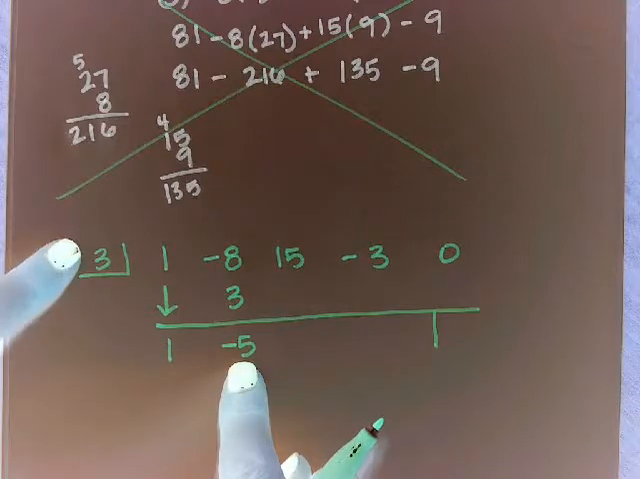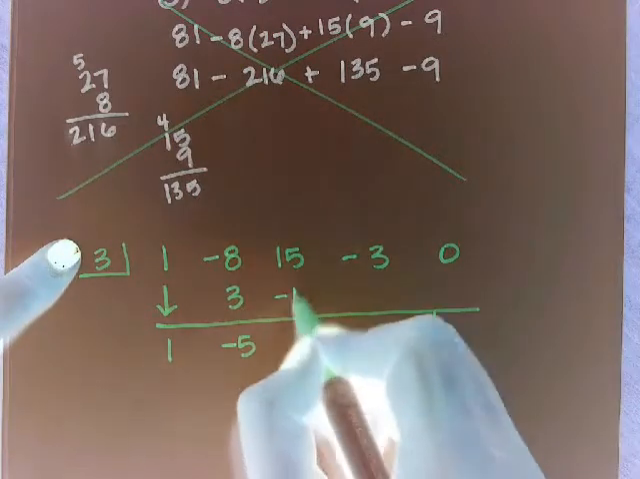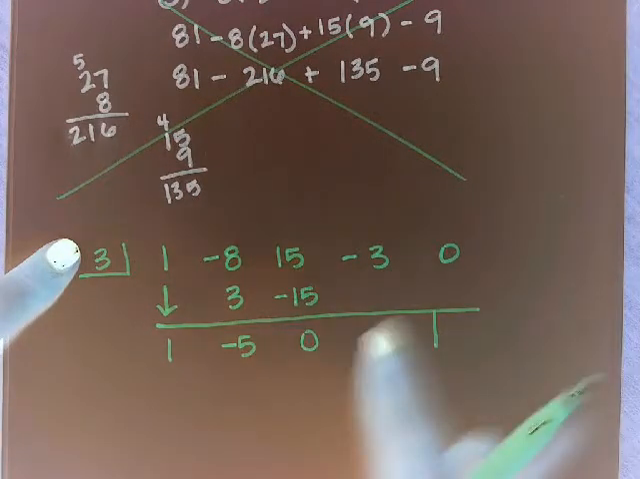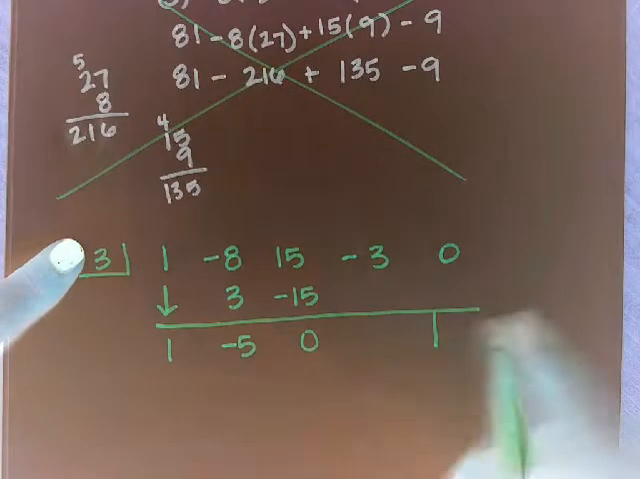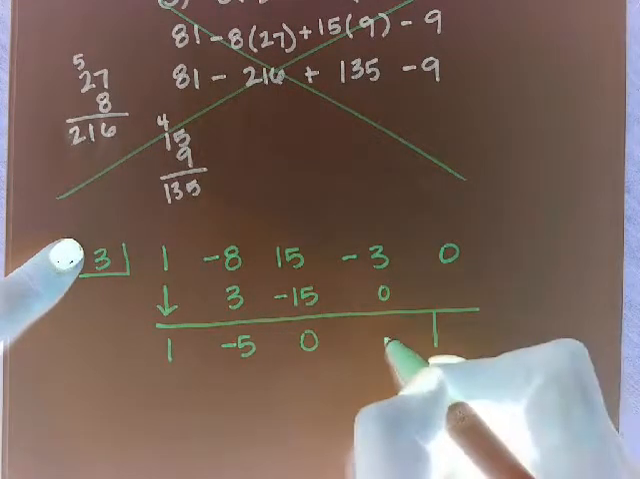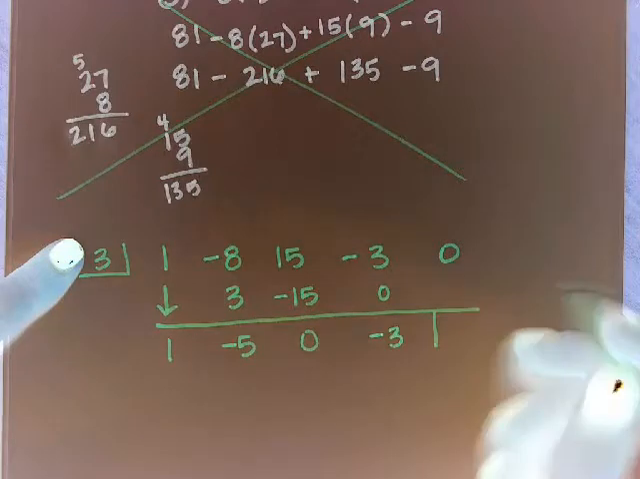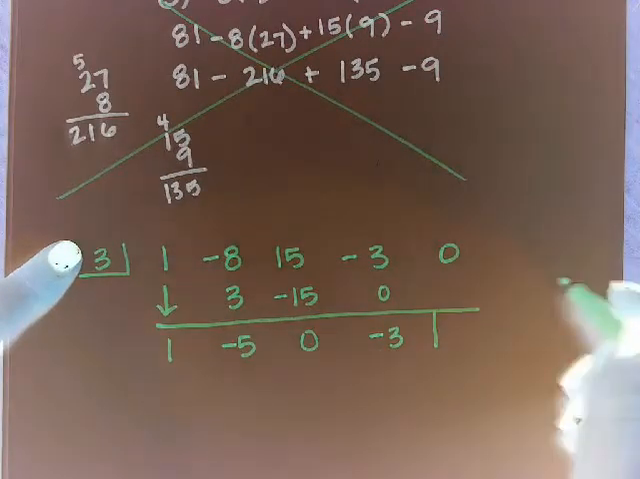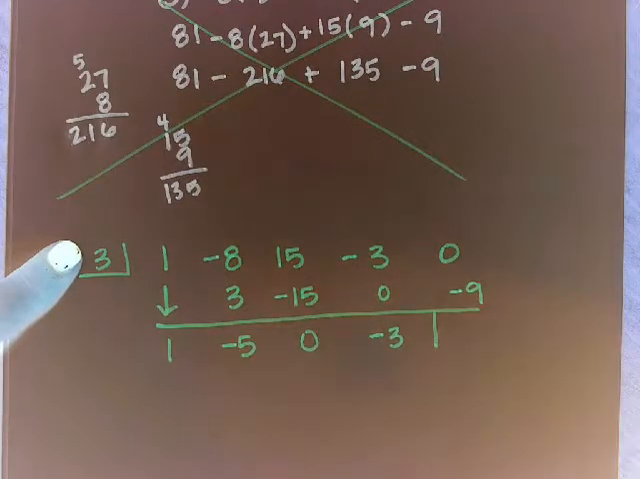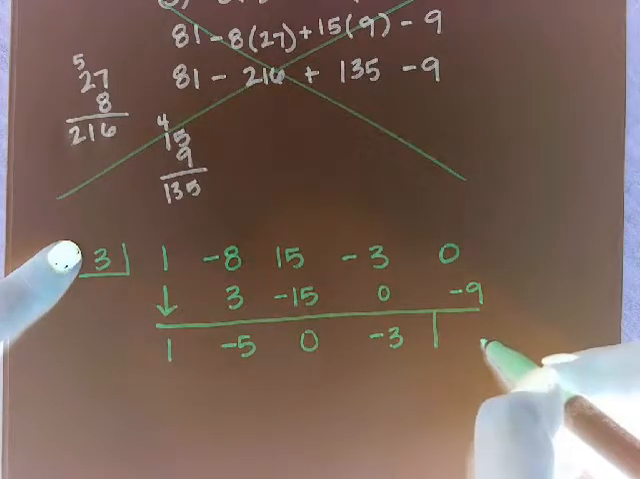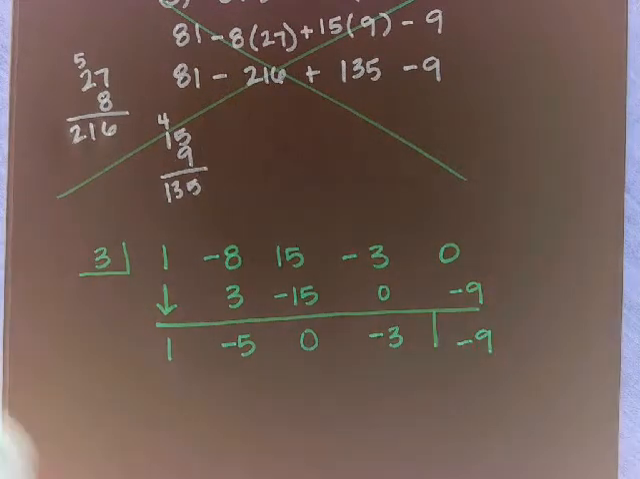Negative 5 times 3. 0. 0 times 3. Still negative 3. And then 0 plus negative 9. Negative 9.